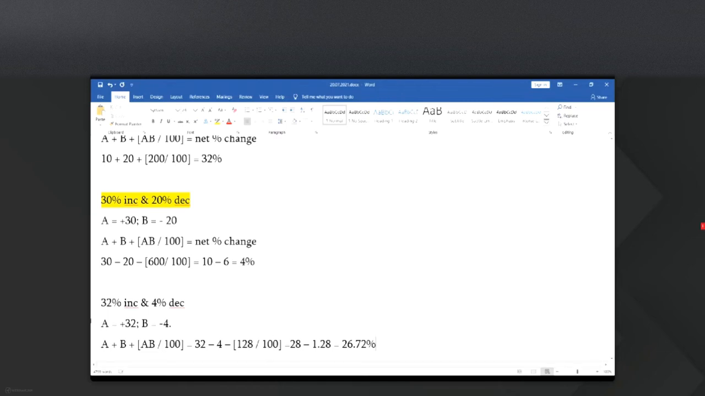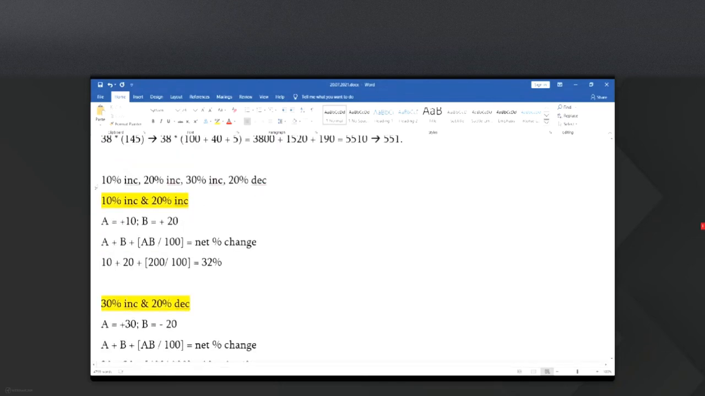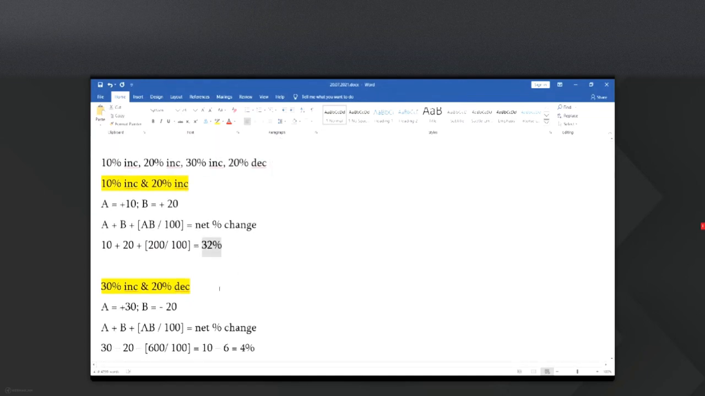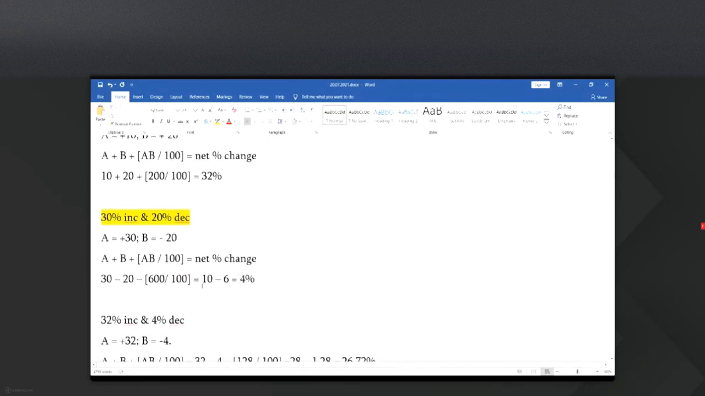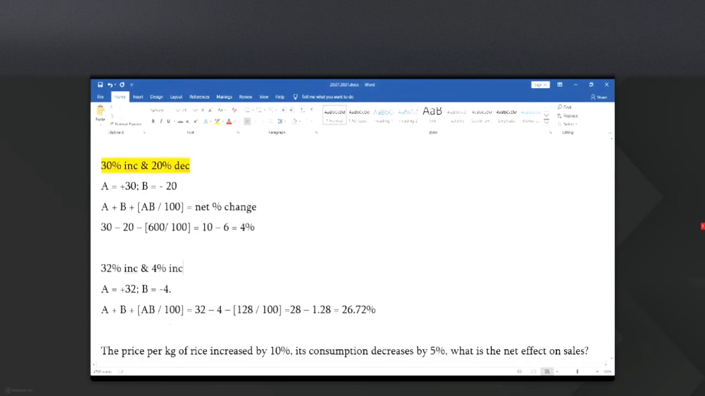But the most important thing is how I did it. First I did the first two, then I did the second two, and found their net percentage changes. I found it as 32%, and sorry, this is not minus 4, this is 4, because 10 minus 6 is 4, so this should be a 4% increase. Sorry for that, guys. So this should be plus 4. 32 plus 4 is 36, and 1.28 gives 37.28 percentage. So that is the correct answer actually.